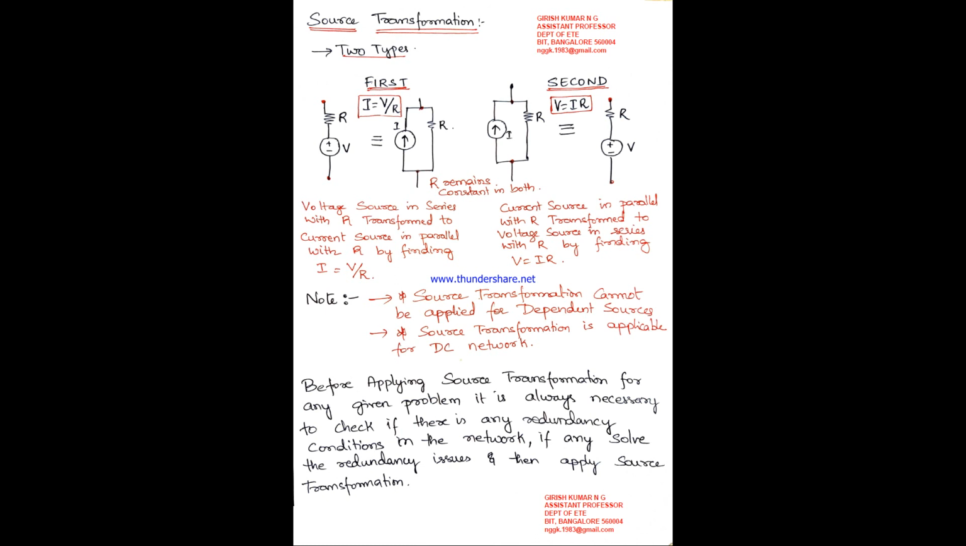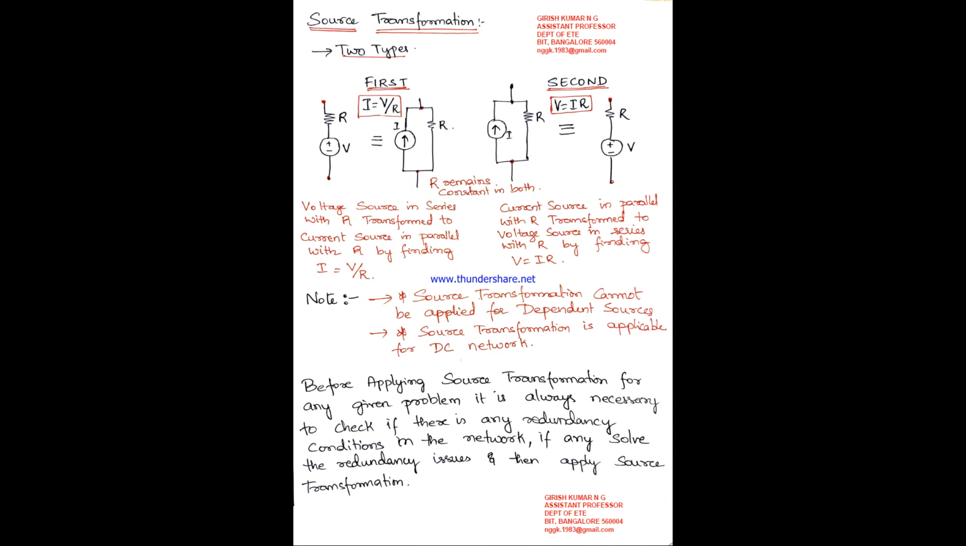First, a resistor in series with a voltage source can be transformed into a resistor in parallel with a current source. So when you see a voltage source in series with a resistance, that can be converted into a current source in parallel with the resistance. So what would be the current source value when you transform it? When you convert a voltage source in series with R to a current source in parallel with R, what would be the value of the current source that we are going to find?